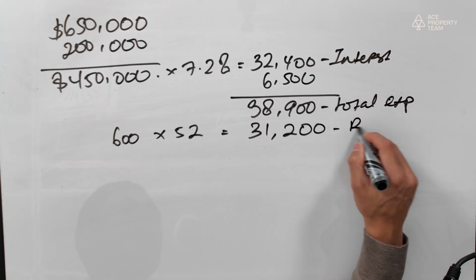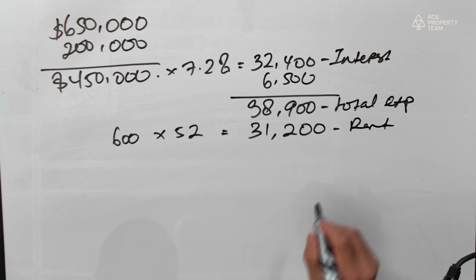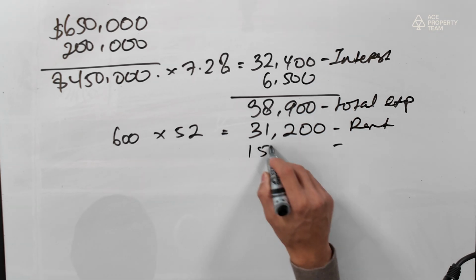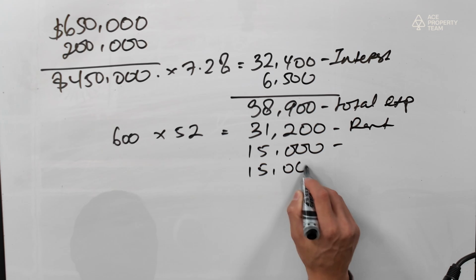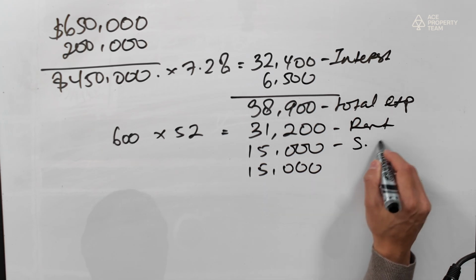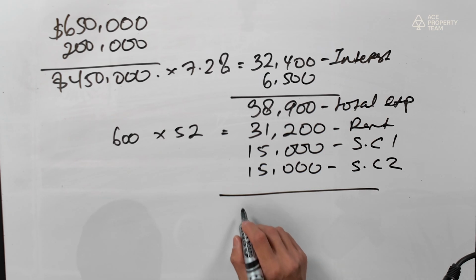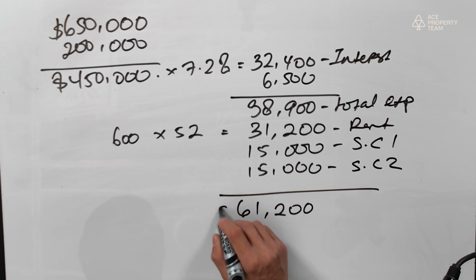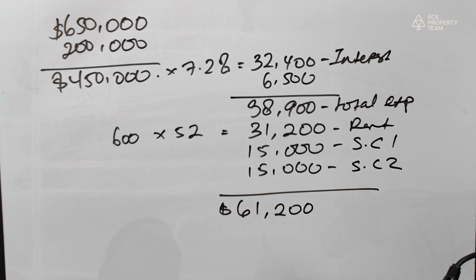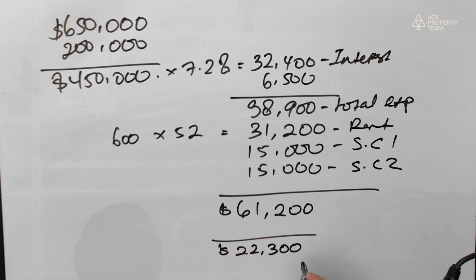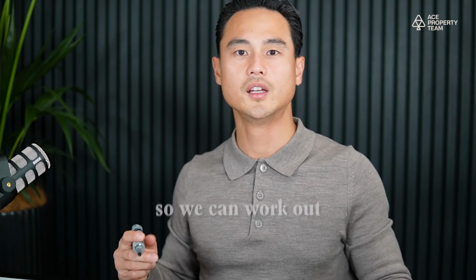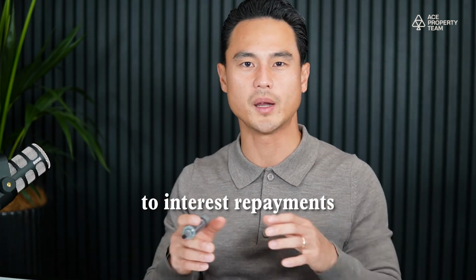But I also have my contributions go into here. And so my wife and I, let's say that we have $15,000 each going in terms of our super contribution. So super contribution 1, super contribution 2. So really we have a total of $61,200 going into this fund. The real expenses is $38,000, which means that we have a profit of $22,300 in the superannuation fund. Now, a portion of that is going to be going towards the principal, so we can work out what the principal and interest repayments will be per month.